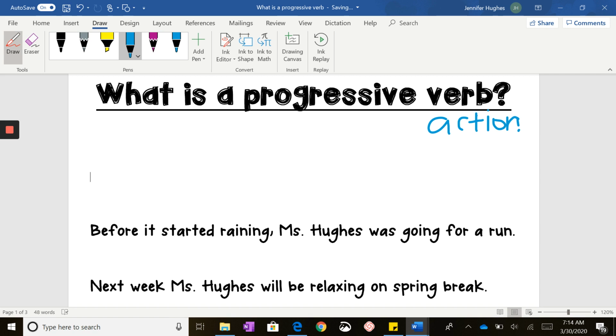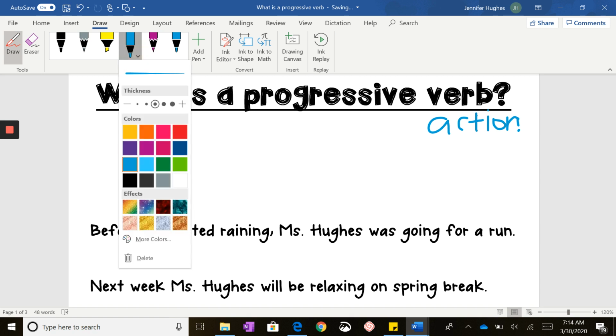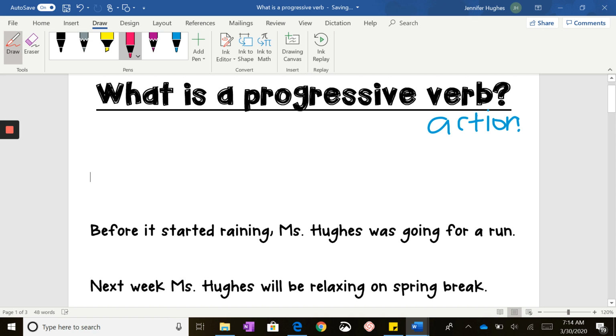A progressive verb shows action in continuous motion. Okay, so it's the continuous action. So there are two types of progressive verbs that you need to know about. The first type of progressive verb is a past progressive verb. Okay.